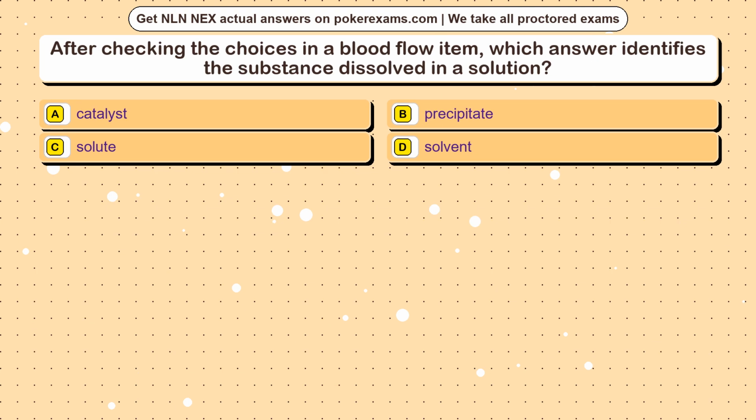Question 3. After checking the choices in a blood flow item, which answer identifies the substance dissolved in a solution? Option A, catalyst. Option B, precipitate. Option C, solute. Option D, solvent.